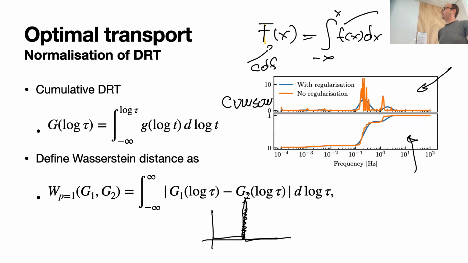The area under this spike is rather small, so it has no particular influence on the shape of the orange curve. By just integrating it, we are smoothing it out. These huge spikes are gone. And now we can look at something that can be called cumulative DRT.